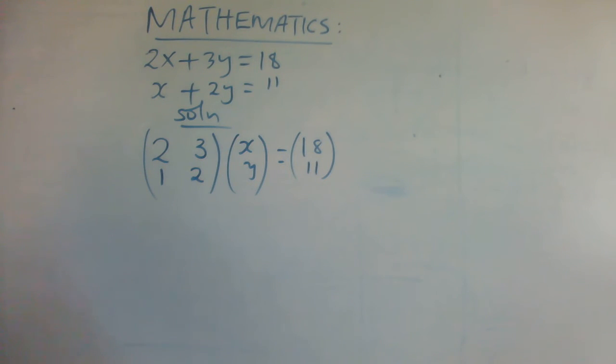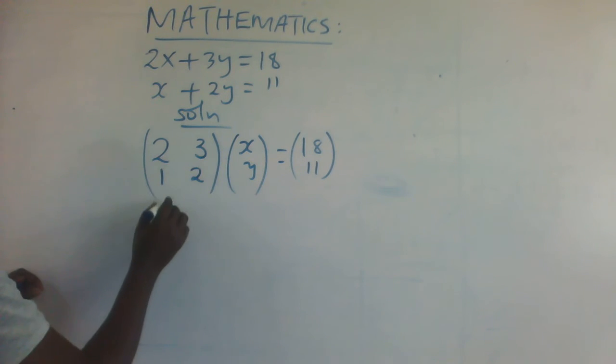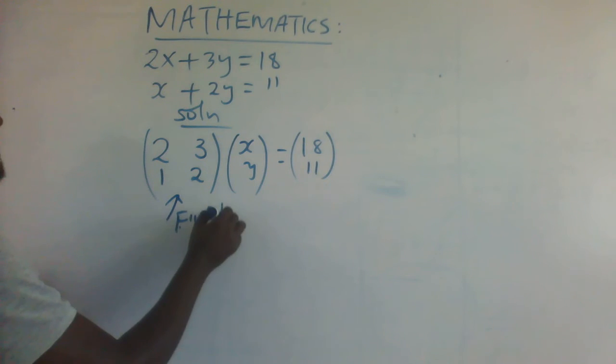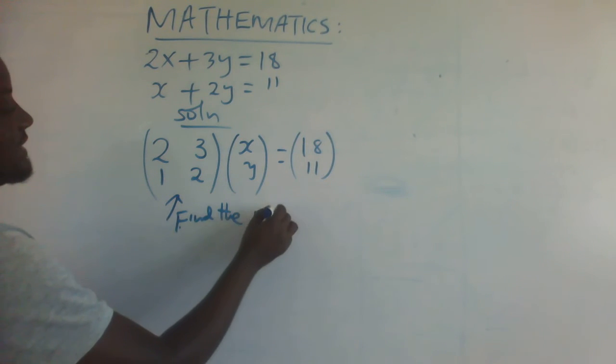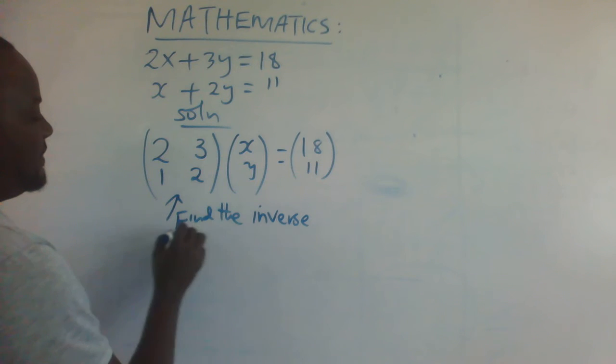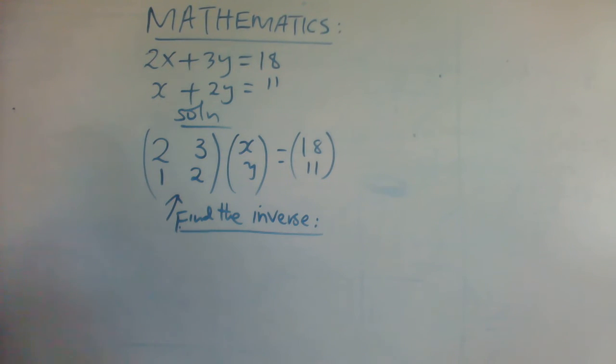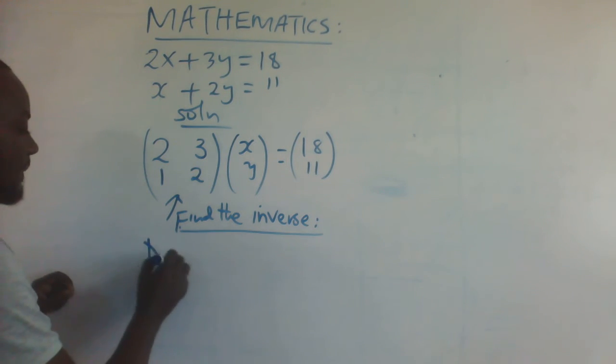Then from there, find the inverse of this matrix. We find the inverse of this matrix. And to find the inverse, we start by getting the determinant.